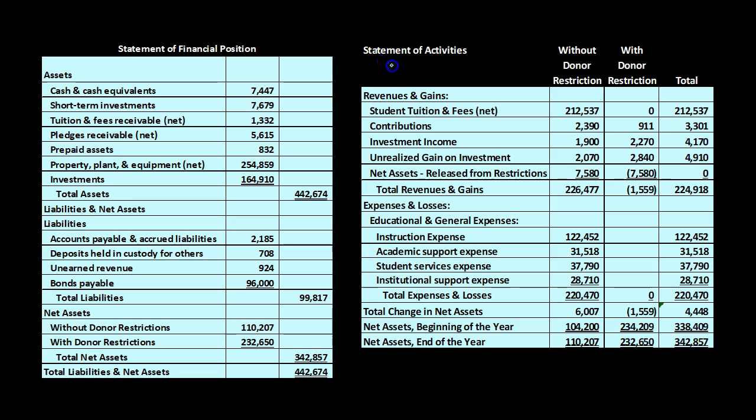Now, if we were to compare our statement of activities to the statement of financial position, then these last numbers, of course, the 110,207, the 232,650, and the 342,857, will match these numbers here. So we're going to have to match these out. This is going to be the 110,207, the 232,650, and the total of the 342,857. Then, of course, these numbers would tie out for a balancing concept within the statement of financial position, total assets equaling liabilities and net position.